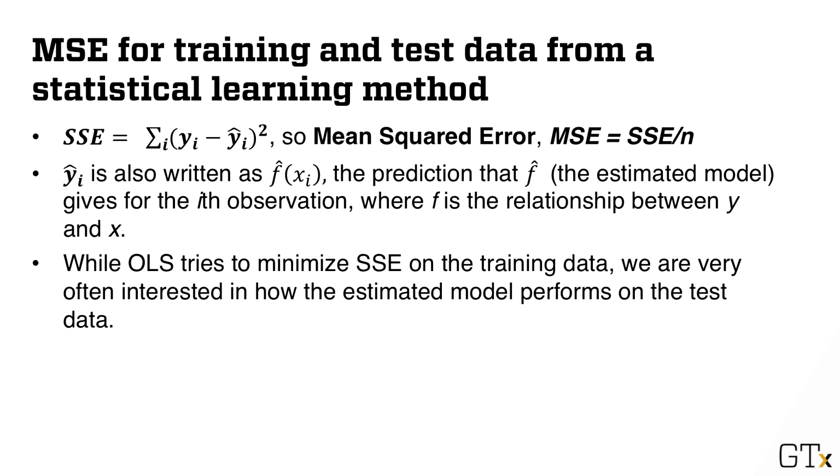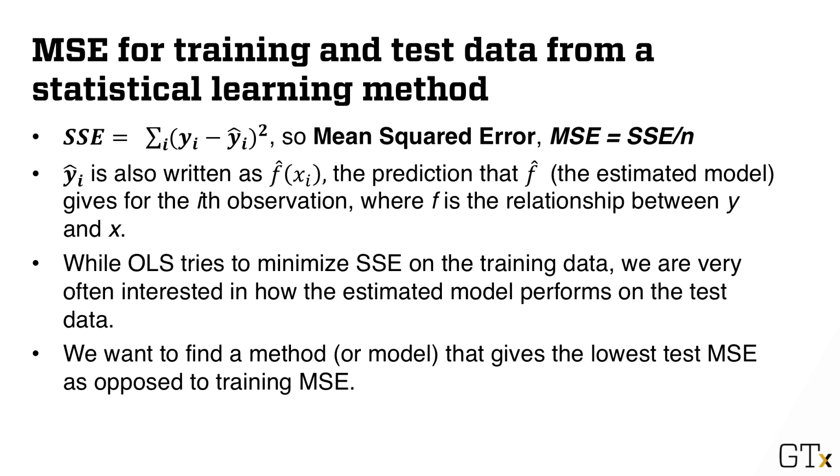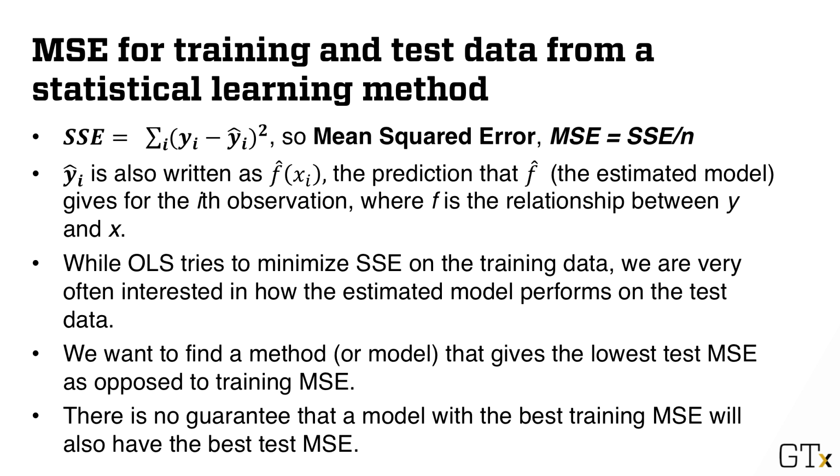While ordinary least squares tries to minimize sum of squares error on the training data, we are very often interested in how the estimated model performs on the test data, especially in prediction. So, we want to find a method or model that gives the lowest test mean square error as opposed to training mean square error. Note that there is no guarantee that a model with the best training MSE will also have the best test MSE.